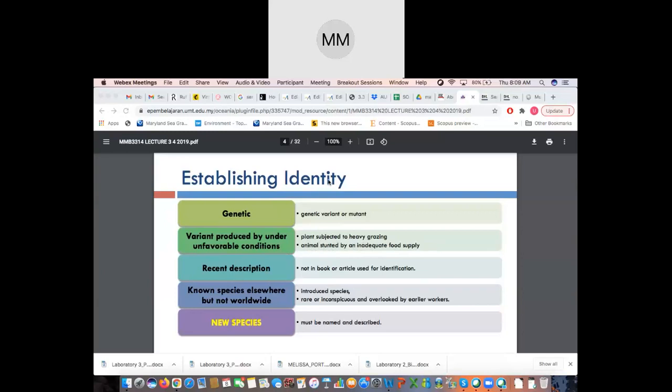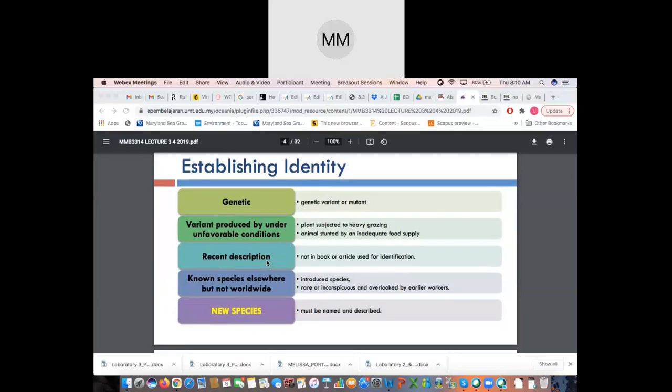When you're establishing identity, you want the most recent description, preferably not in a book or article used for identification. What they mean is that picture guides or field books are okay for a novice, an amateur, a first-timer. But if you want very detailed descriptions, a book is not the best means for understanding. Preferably, you need to go to proper literature. In our case, we sometimes use journals like Zootaxa, ZooKeys, and Biotaxa. There are so many other taxonomic journals available out there, which are most helpful for your understanding.